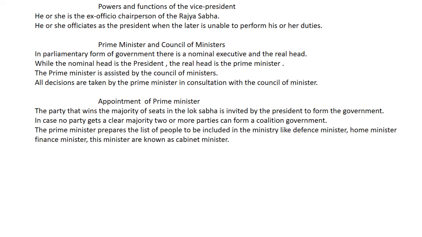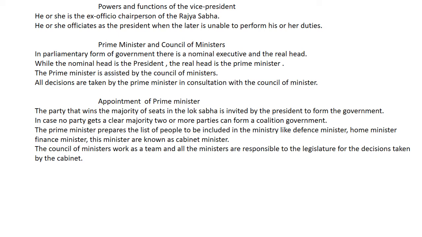The Prime Minister prepares the list of people to be included as ministers, like Defence Minister, Home Minister, Finance Minister. These ministers are known as Cabinet Ministers. Before the election, the Prime Minister is already declared. So, if the party wins the election, then the Prime Minister will form the Cabinet.